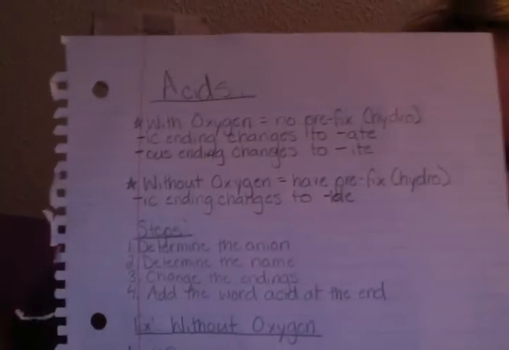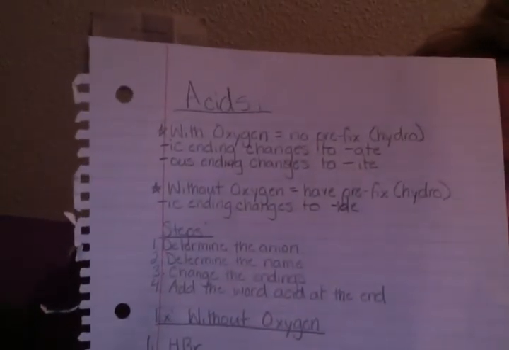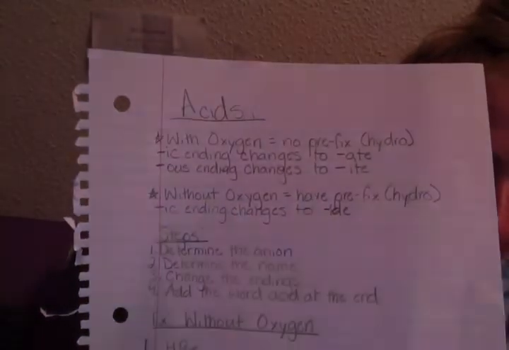This video is going to show you how to do acids, to name them, and I've written down all of the things that you need to know, and we're going to do examples without oxygen and with oxygen. And here are some things you need to know. With oxygen, you don't have the prefix hydro. And if it ends in IC, then it changes to ATE.